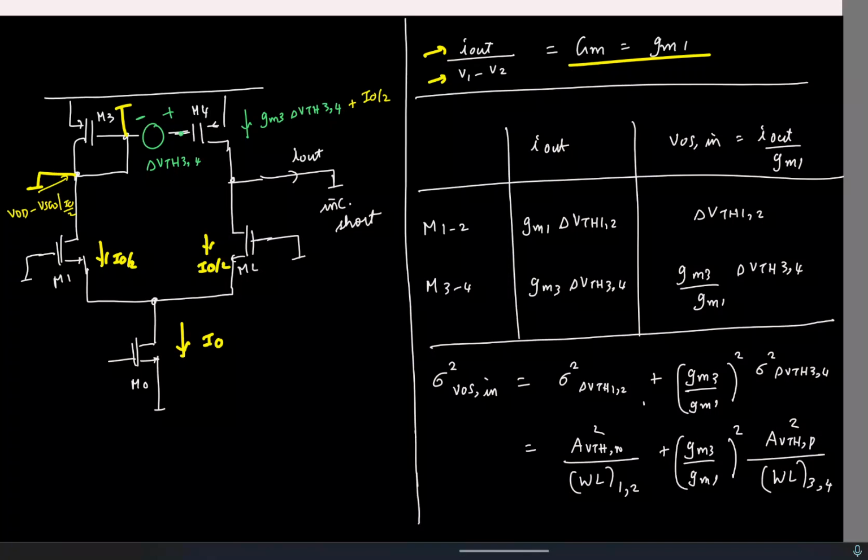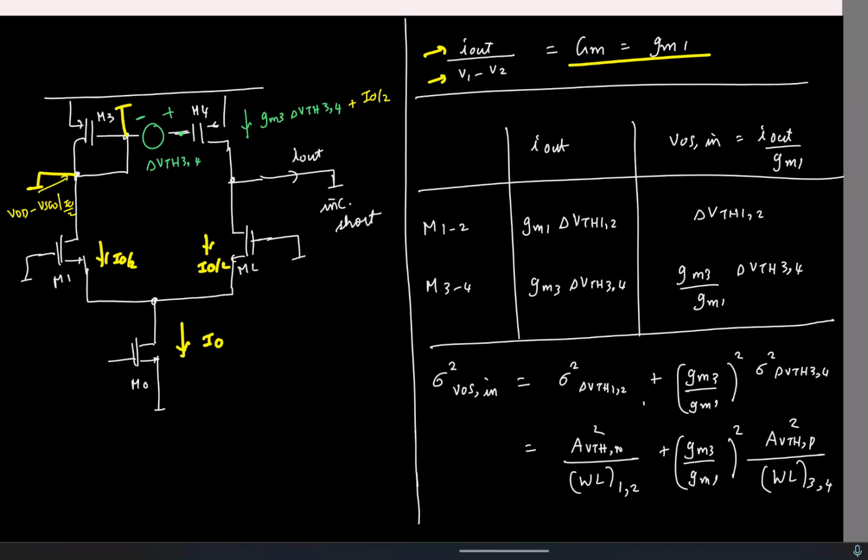Okay, so now if you are to reduce the input referred offset, if the dominant contributor is the mismatch in M1 and M2, what is the solution? We have to increase W and L. The only solution is to increase the area. And that's a general rule. If you want to reduce mismatch, you keep increasing area because all the quantities are inversely proportional to the area. Whereas for the transistors M3, M4, you have an additional thing to play with, the ratio GM3 by GM1.